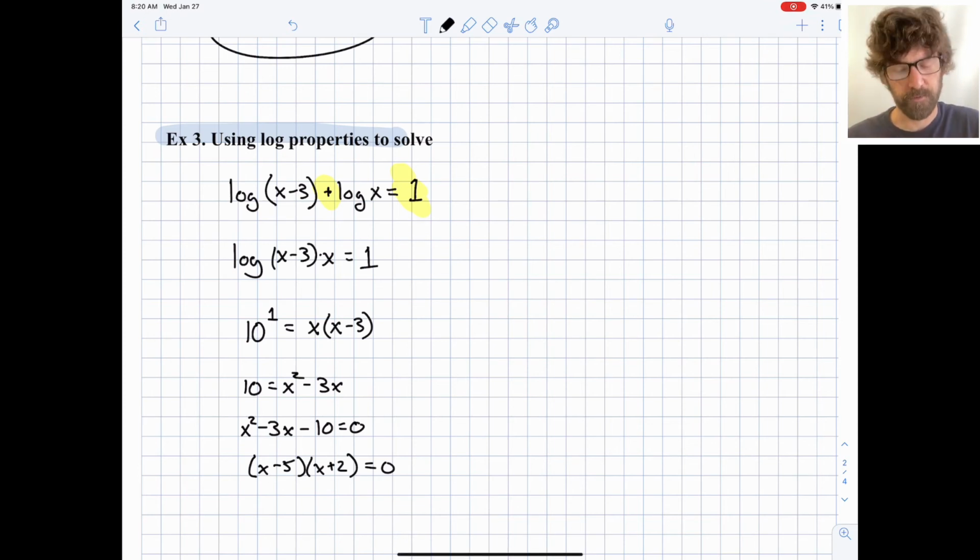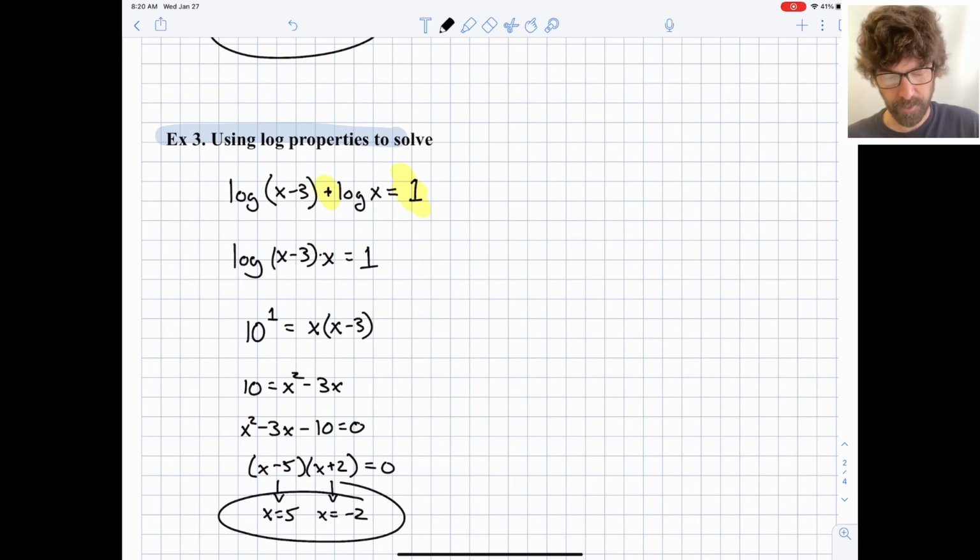Okay, that would FOIL out, do that binomial multiplication process, to get us x squared minus 3x minus 10. And so this implies that x is equal to 5, and this implies that x is equal to negative 2. So you might think, okay, there's our answer right there, right? We need to think about if these numbers work. Okay, so we can imagine plugging them back in.